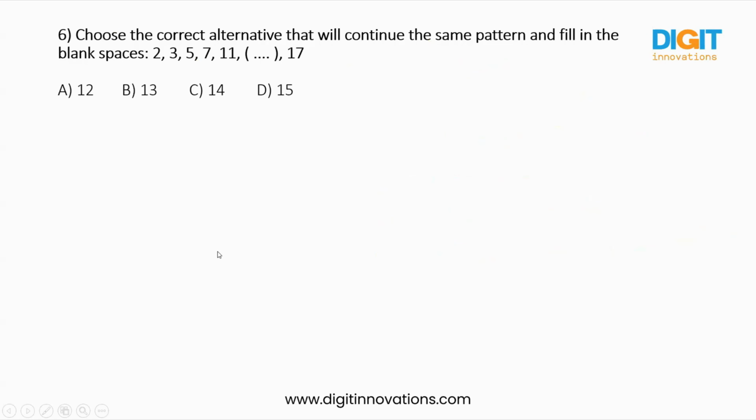Next one, choose the correct alternative that will continue the same pattern and fill in the blank spaces. So we have to find the blank one, which is 70. Without wasting time itself, I can say the answer is 30, right? I don't need to waste the time. By seeing itself, we can say it is prime numbers 2, 3, 5, 7, 11, and 13. Okay, so option B is the answer.